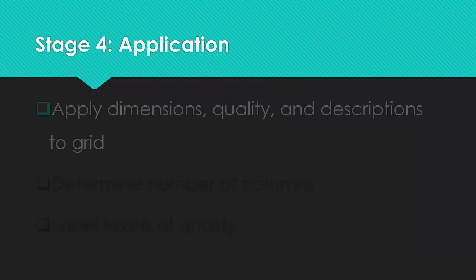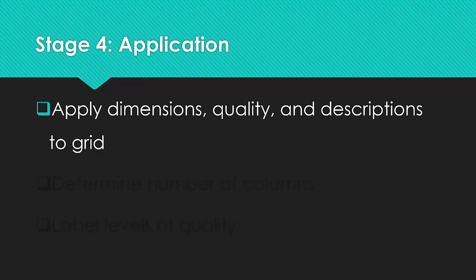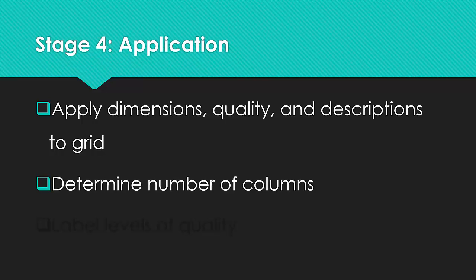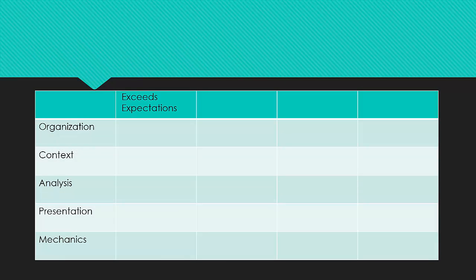The final stage is application. Here, we apply our dimensions and descriptions from Stage 3 to the rubric grid. There are several ways of accomplishing this last step. First, you'll need to decide on a number of columns or gradations of quality. You can use traditional column titles like exceeds expectations, meets expectations, partially meets, or does not meet, or you can go for something more creative like novice, amateur, apprentice, journeyman, or trike, 10-speed, moped, and motorcycle.